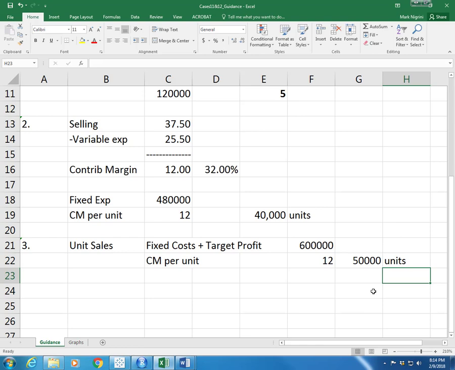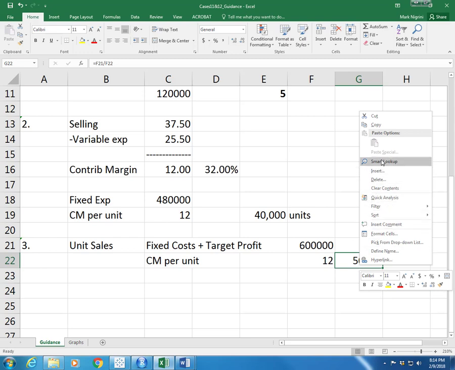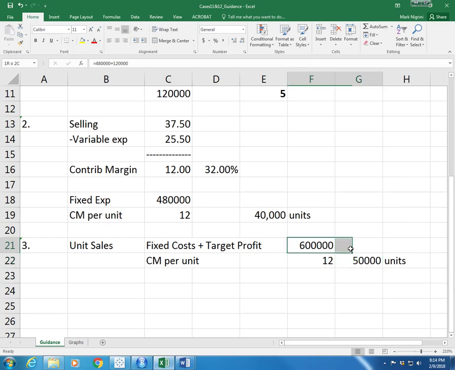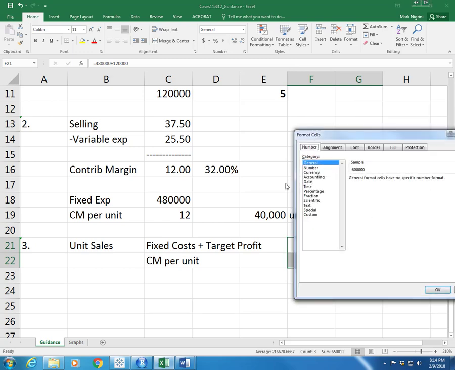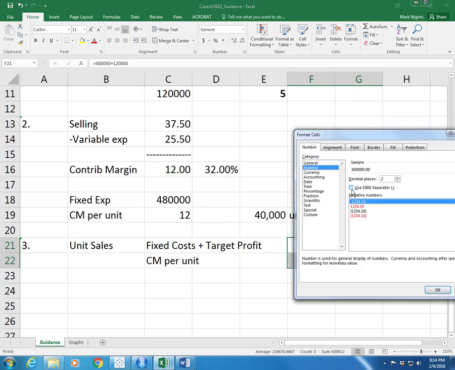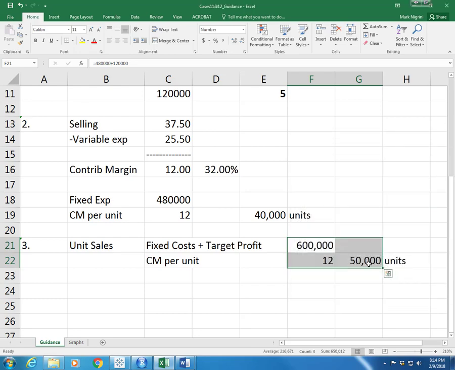So my costs went up. I need to sell many more units to earn the same. We can actually format all this over here. Format cells, number, no decimals, 50,000 units. I now need to sell 50,000 units next year to earn the same operating income as before.